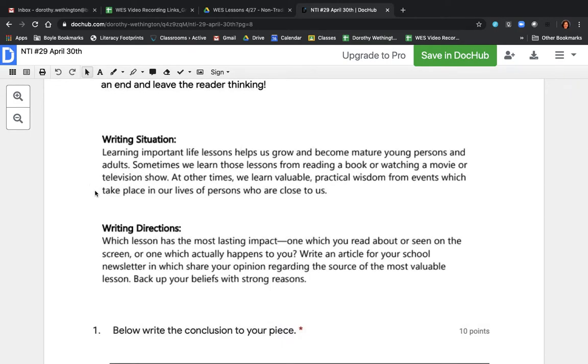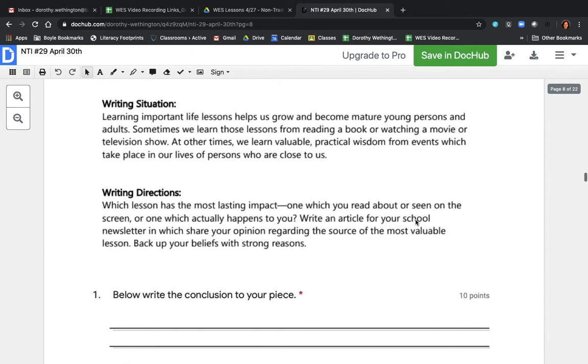Writing situation. Learning important life lessons helps us grow and become mature young persons and adults. Sometimes we learn those lessons from reading a book or watching a movie or television show. At other times, we learn valuable practical wisdom from events which took place in our lives or persons who are close to us. Writing directions.